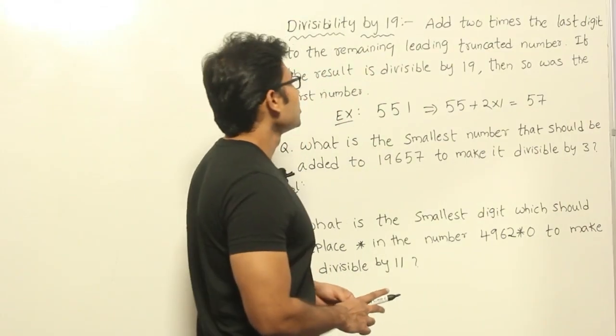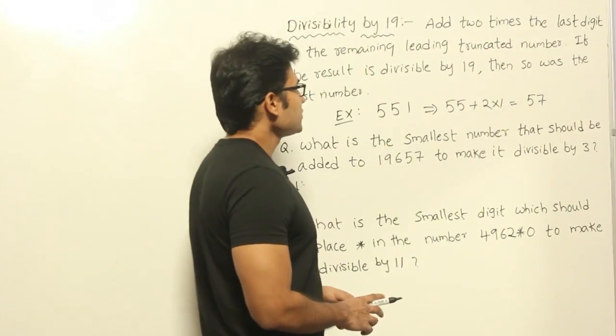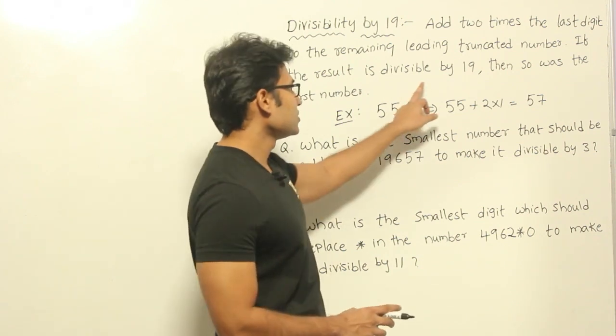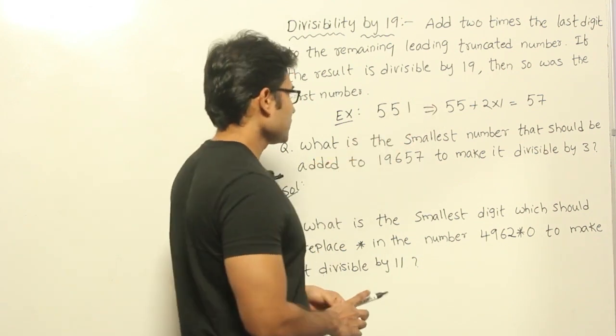Now let's see the divisibility by 19. Add 2 times the last digit to the remaining leading truncated number. If the result is divisible by 19, then so was the first number.